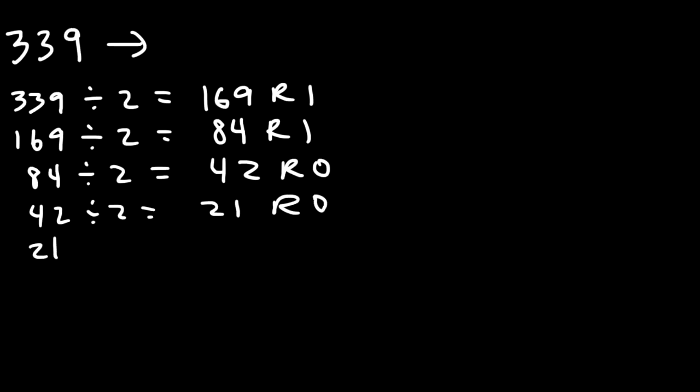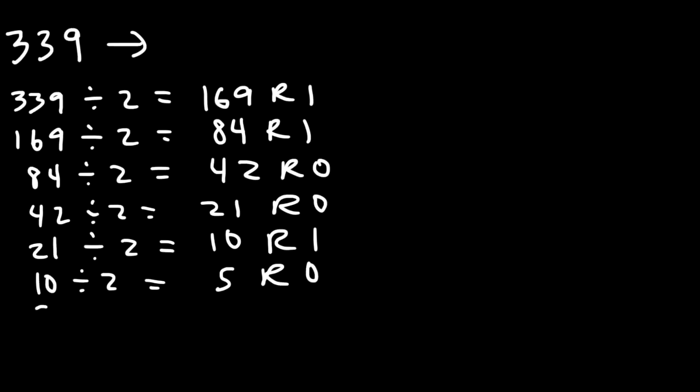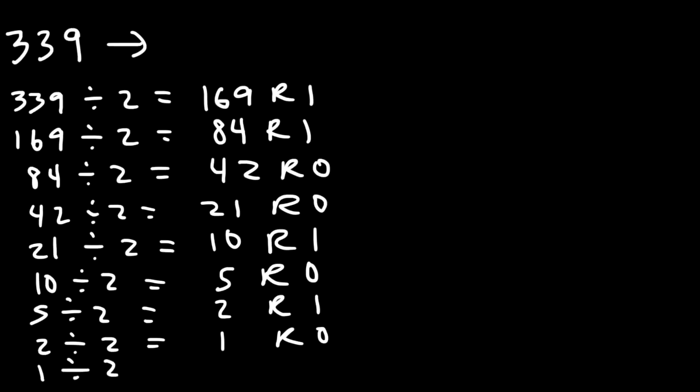And then 21 divided by 2, that's 10.5, so it's 10 remainder 1. And 10 divided by 2 is exactly 5. So 5 remainder 0. 5 divided by 2 is 2.5, so that's 2 remainder 1. And then 2 divided by 2 is exactly 1. And 1 divided by 2 is always 0.5, so that's always going to be 0 remainder 1.